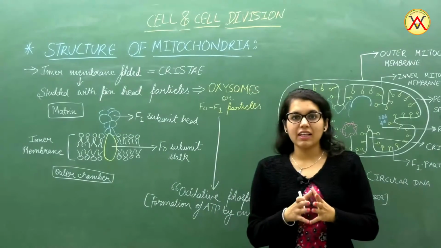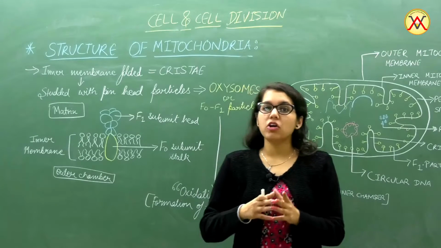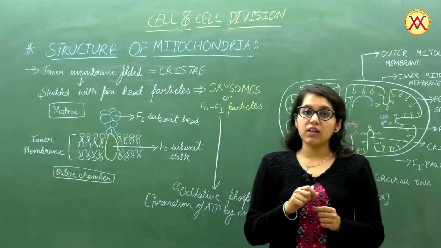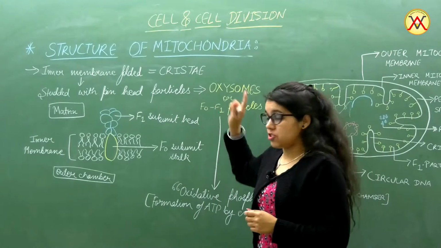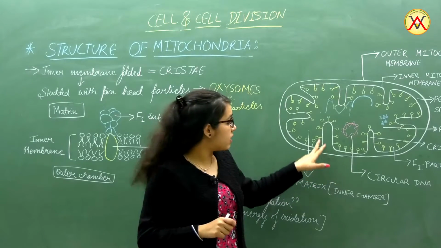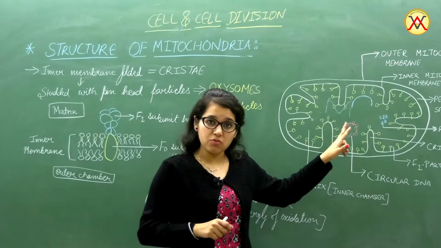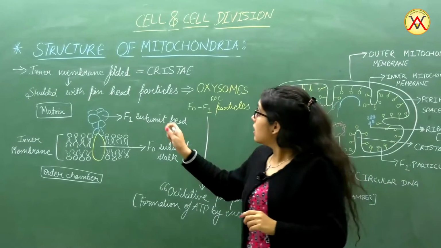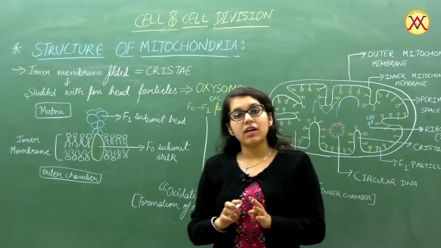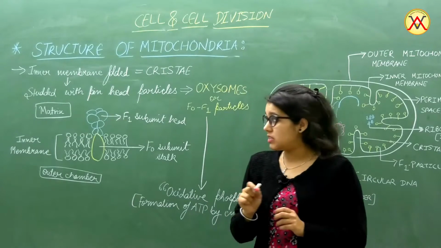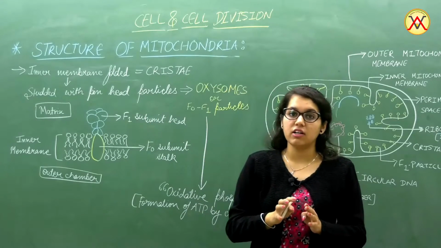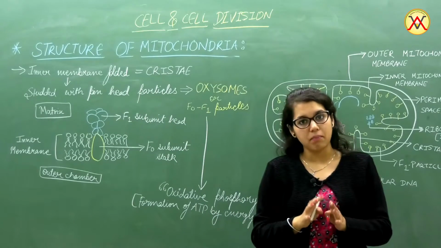So now we are saying that the inner mitochondrial membrane is folded into various finger-like projections, and these finger-like projections are known as cristae. This was the outer mitochondrial membrane, and the inner one is folded into these finger-like structures, which are known as cristae. On that cristae, some pin-like particles are present, that is, the cristae is studded with pinhead particles, and these particles are known as oxysomes or F0, F1 particles.